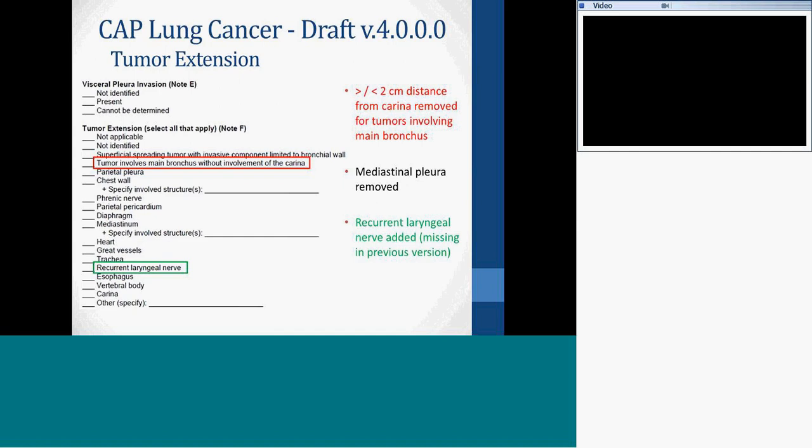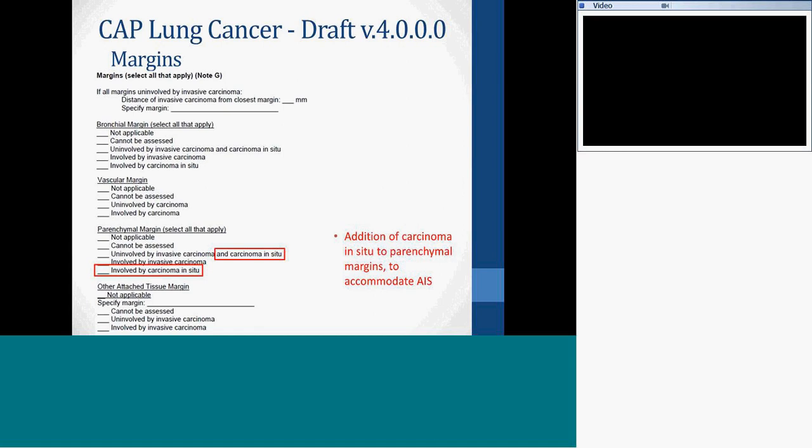On to margins, really not much change at all to the margin status fields. Really the only change is the addition of carcinoma in situ to the parenchymal margin fields, and this is to accommodate adenocarcinoma in situ.